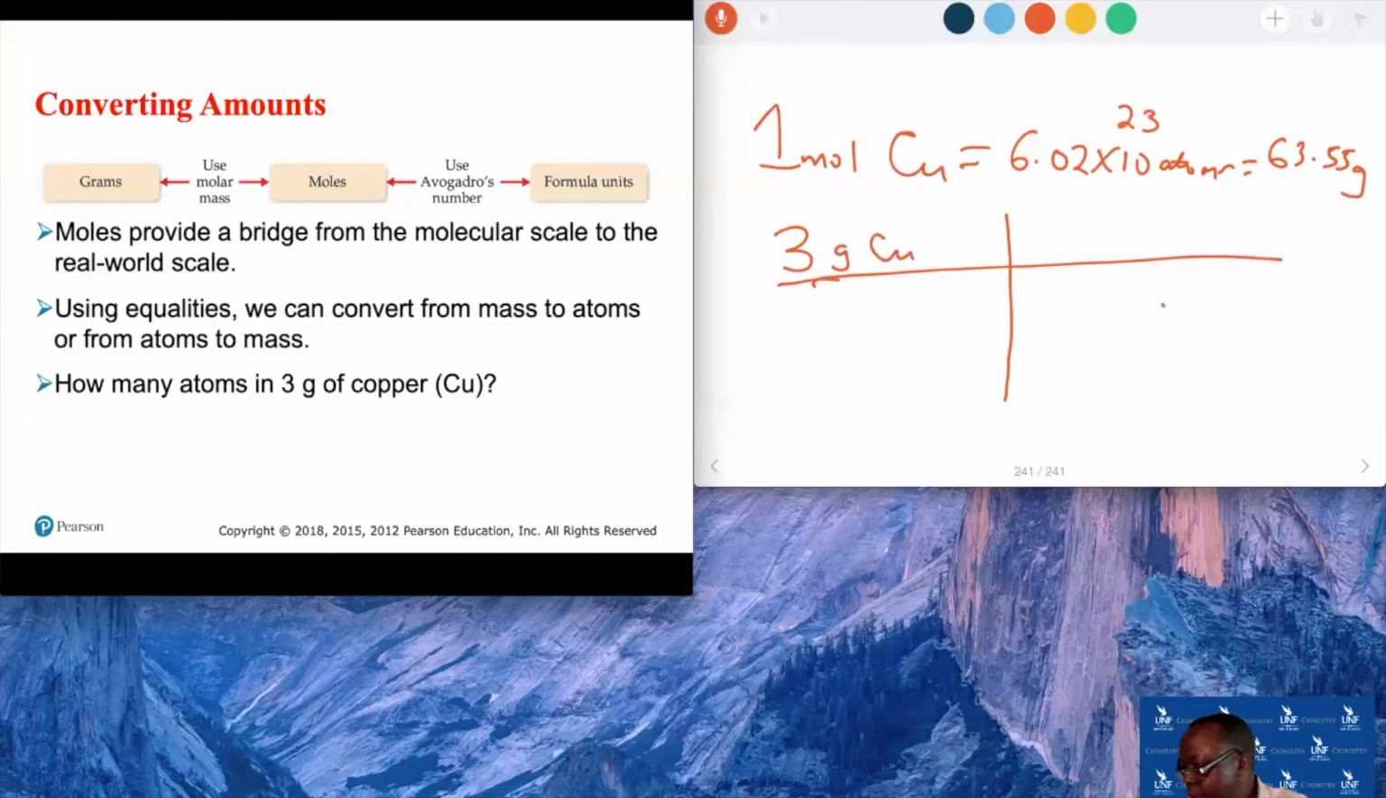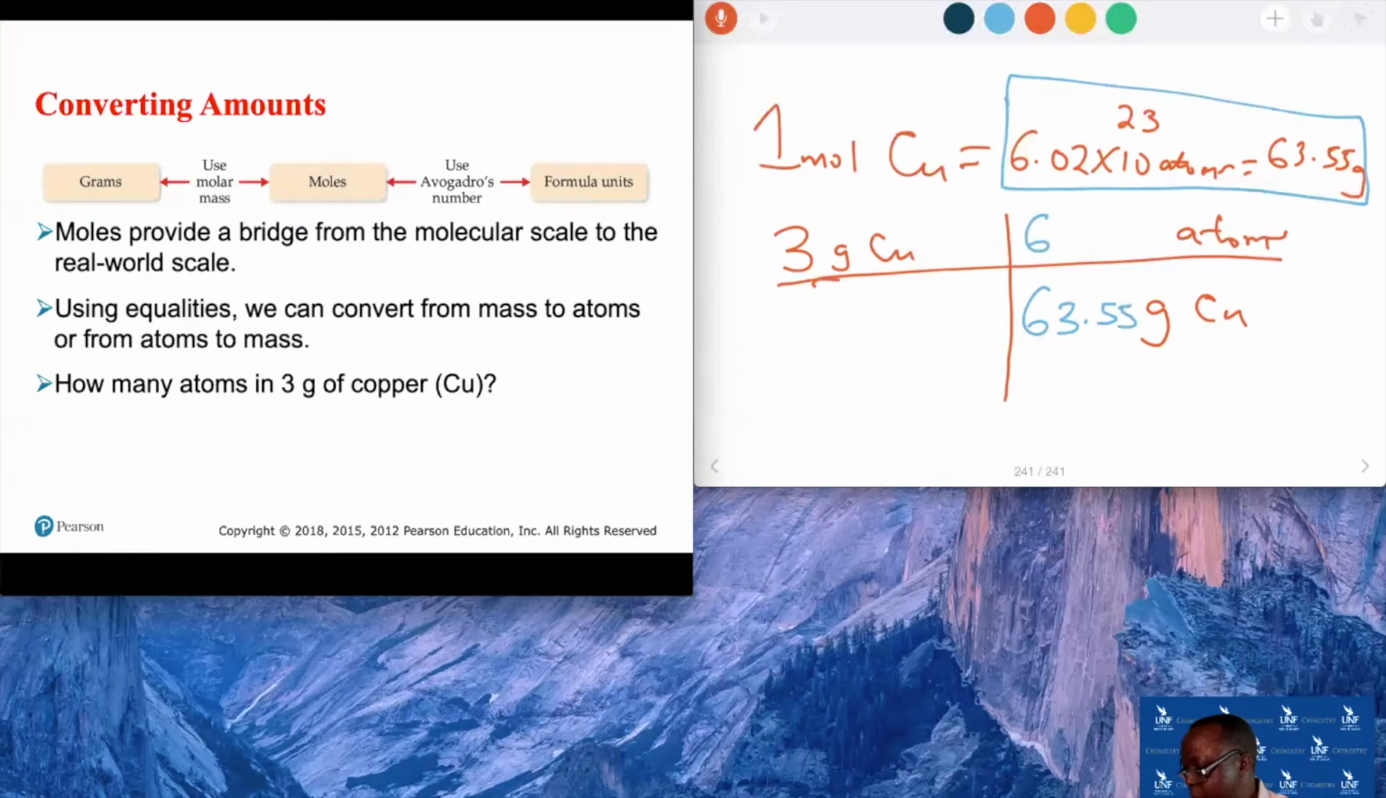Whatever you want to get rid of here is grams of copper. You are looking for atoms, so atoms go at the top right here. The equivalent statement we need to use is this portion, that portion. So set up your problem in such a way that you plug in the values: 3, 63.55, and then Avogadro's number, 6.02 times 10 raised to 23. Grams and grams will cancel, and you'll remain with atoms.